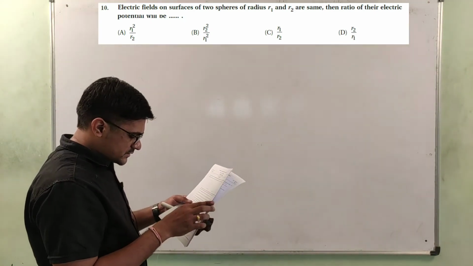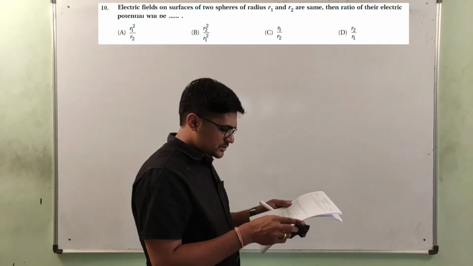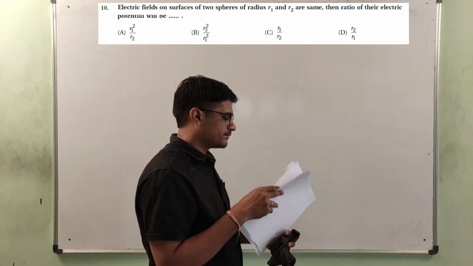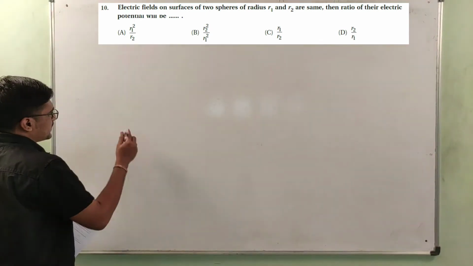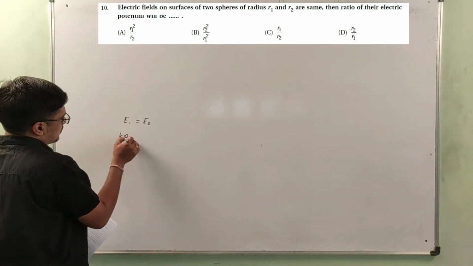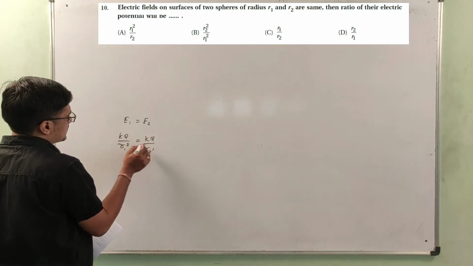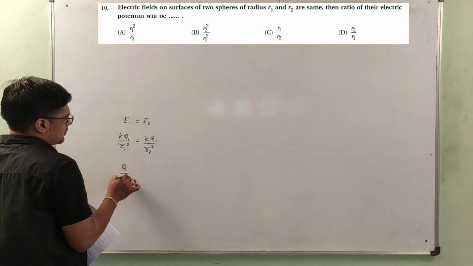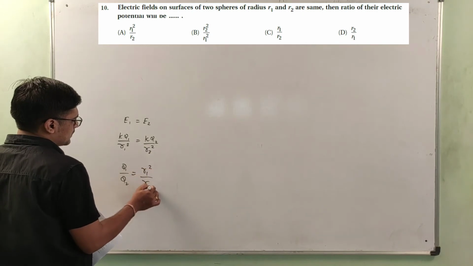Now our next question, question number 10. The electric field on the surface of two spheres of radius r1 and r2 are the same. Then the ratio of their electric potential will be? If the electric field on both the surfaces of the spheres is the same, then kq1 by r1 square and kq2 by r2 square are equal. So q1 by q2 is equal to r1 square by r2 square.